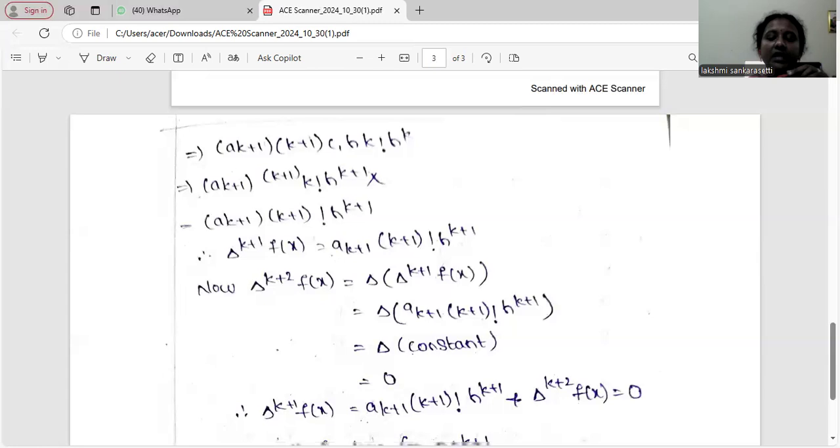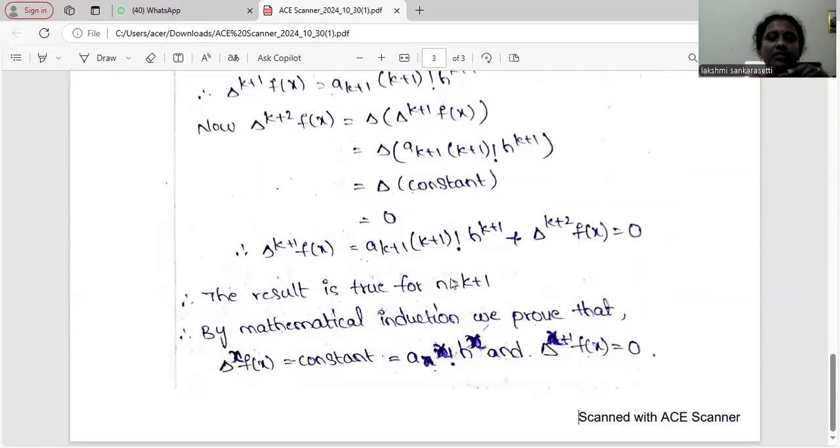So if we take n is equal to any positive number, so for n is equal to any finite number, we can prove the result. So in case 3 also, we have proved for n is equal to k plus 1. So using mathematical induction, we can prove that delta power n of f of x is constant, which is represented by an into n factorial into h power n. And delta power n plus 1 of f of x is equal to 0. Nth difference is constant, n plus 1th difference of the polynomial is 0. Hence the proof. Thank you.